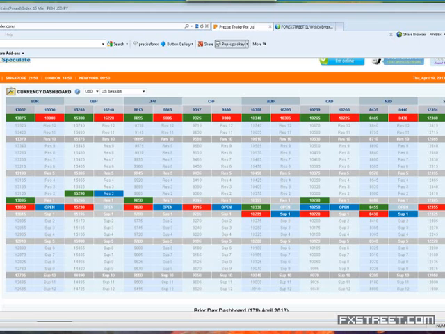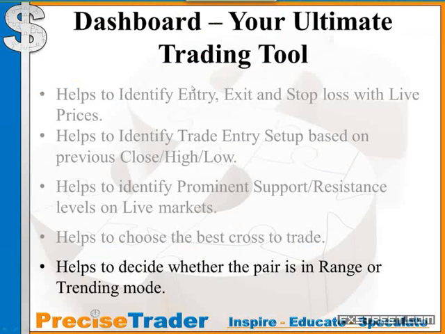Okay, now coming back to this slide. Just quickly run through this. It helps to identify entry, exit, and stop loss. Close, high and low, I've already mentioned. Prominent support and resistance levels are also shown, meaning zones 1, 2, 4 and 5. And it will help you to choose the best cross. Later on I'll show you how you can choose the best cross to trade, right? And it helps to decide whether the pair is in a range or trending mode.